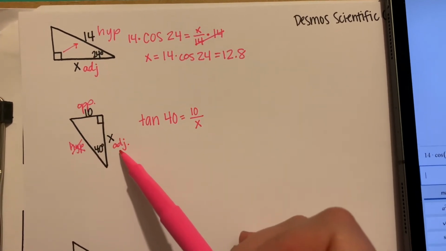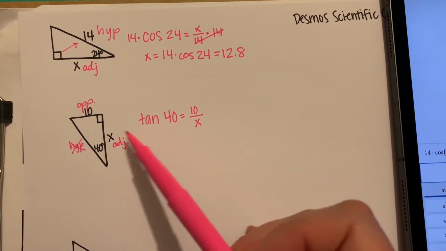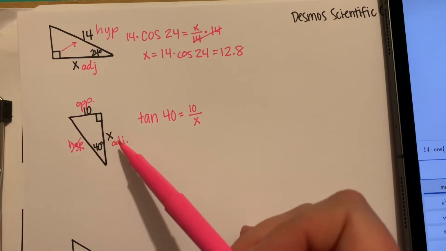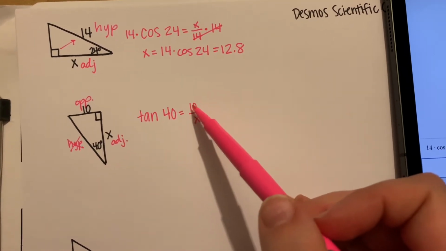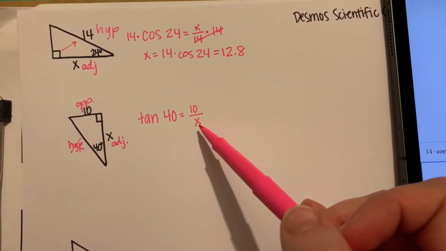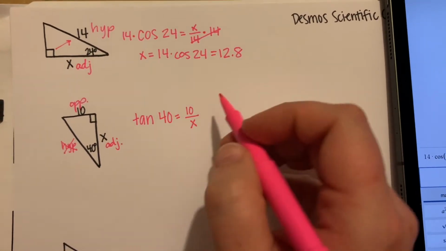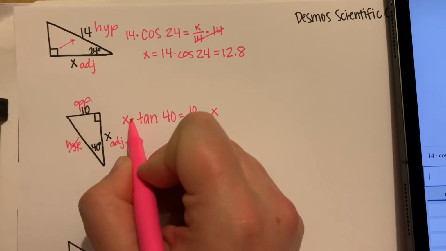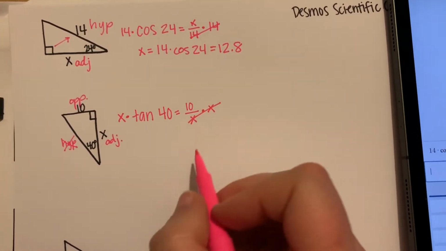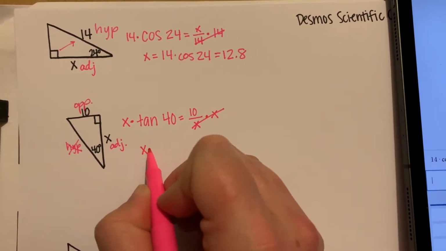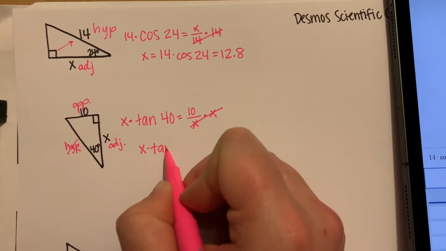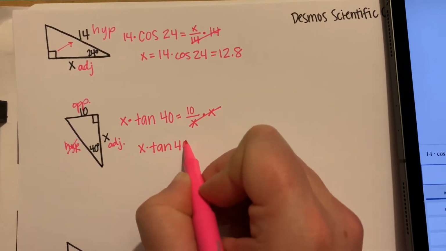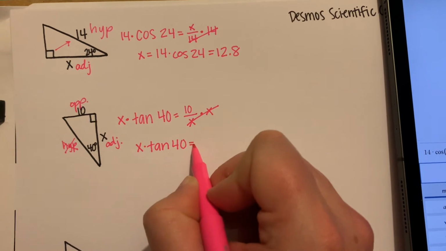With opposite and adjacent, I have to use tangent, but tangent says it has to be opposite over adjacent. So I have to put 10 over x. I'm still going to multiply by x, which is the bottom of that fraction, so that I can get rid of the fraction. However, when I do that, it doesn't end up with x by itself. So my new equation is x times the tangent of 40 equals 10.